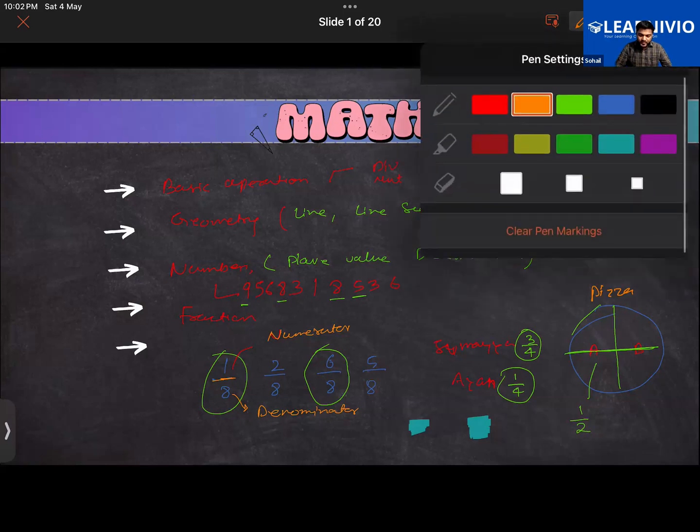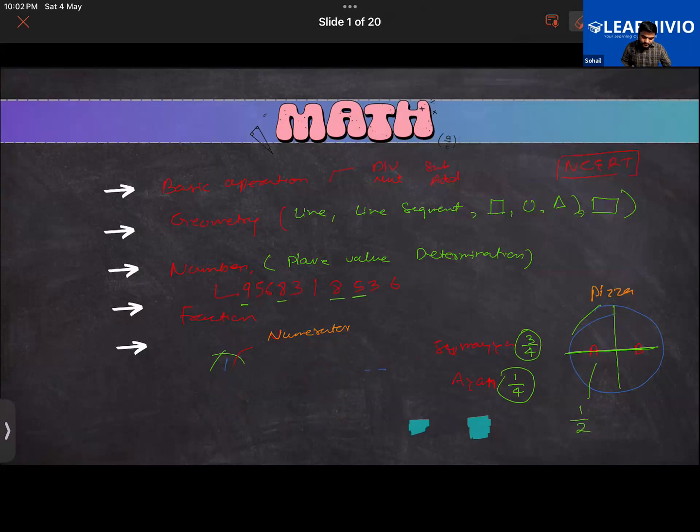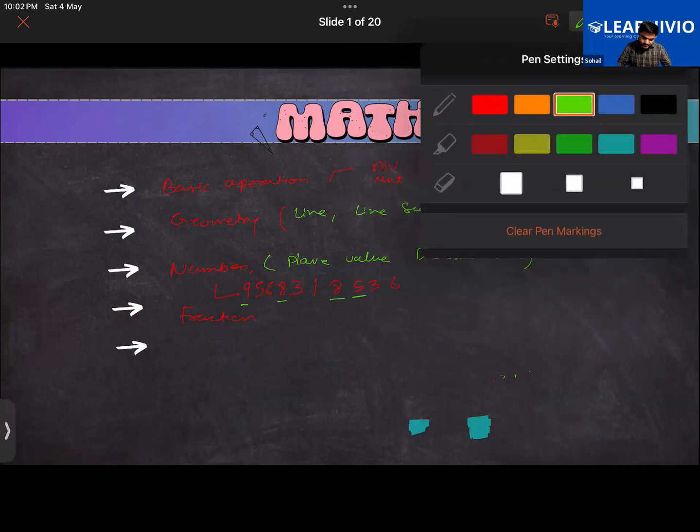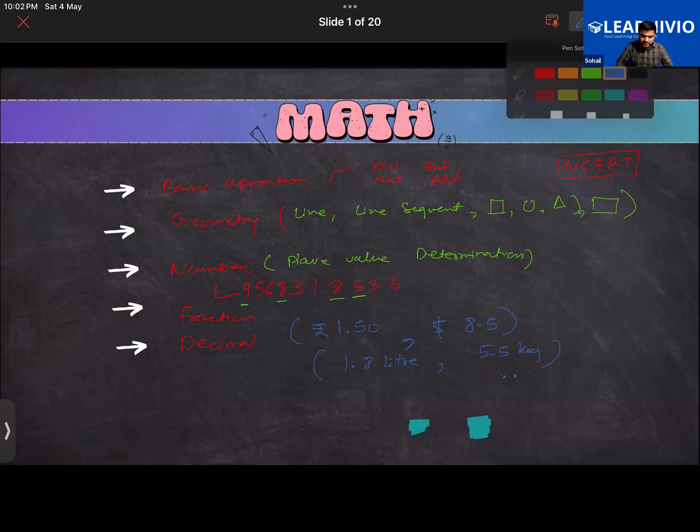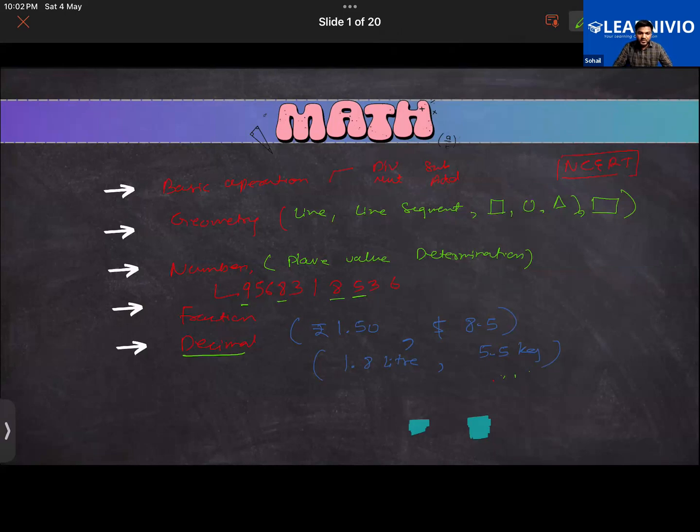Now there's another chapter called decimals. You all must have seen values like this: rupees 1.50, dollar 8.5. You have seen such numbers? 1.8 liter, 5.5 kilogram. You all must have seen numbers like this. So that is called a decimal, and we studied that in the chapter decimals.